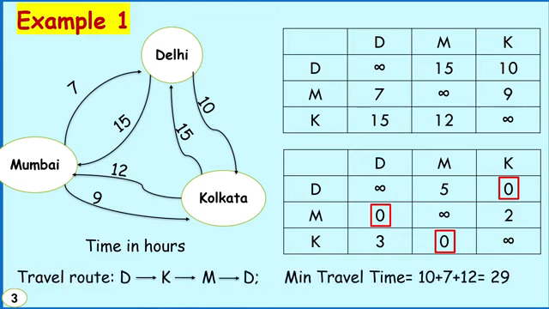So the traveling route will be Delhi to Calcutta, Calcutta to Mumbai, and Mumbai to Delhi again. The traveling time is 10 plus 7 plus 12. This is the total traveling time. In a similar manner we can solve any number of problems.